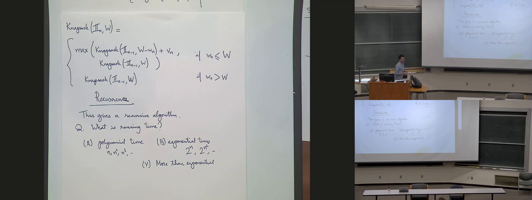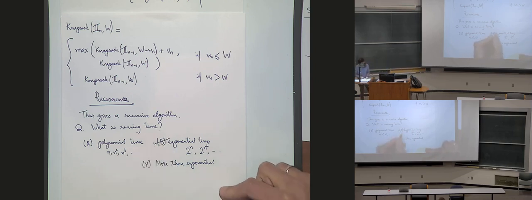Okay. Yeah? At each step we call knapsack twice. Yes. And then each of those knapsacks calls it twice and so on, so it's exponential. It's exponential. Right? Actually, why? Because there are 2 to the n function calls.